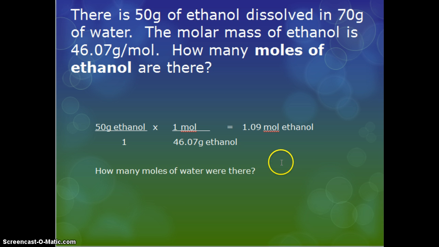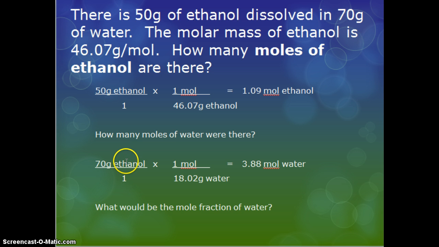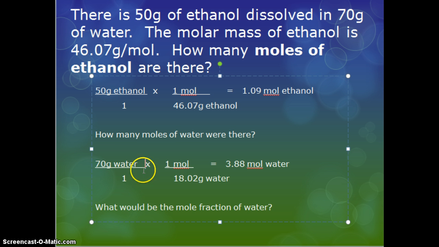Alright, so I want you to hit pause and tell me how many moles of water there are. So for moles of water, we have 70 grams to start out with. And again, we have our fractions. So grams of water has to go on the bottom. If you look on the periodic table, each oxygen weighs 16. Each hydrogen weighs 1.01, and there's 2 hydrogens. So 2 times 1.01 for our hydrogen plus 16 for our oxygen gives us 18.02 grams of water per mole. So 70 divided by 18.02 gives us 3.88 moles of water.